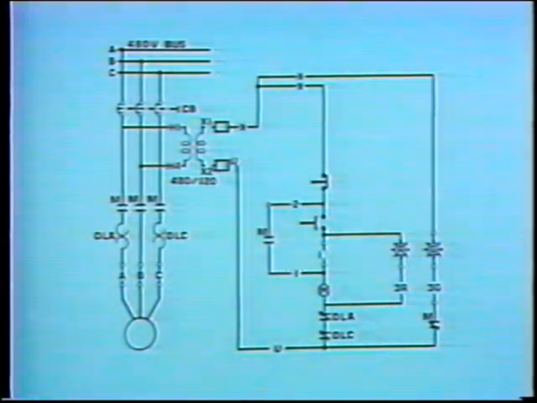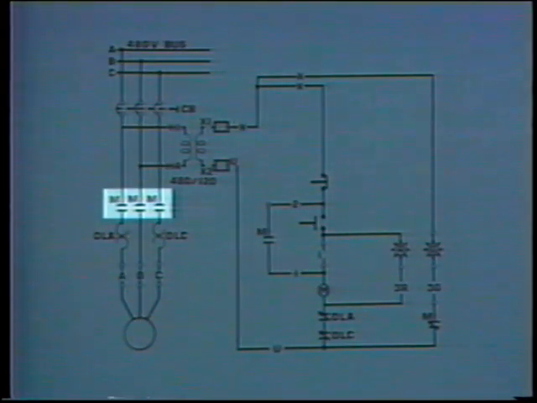The electrician's first suspicion is that the main contacts of the magnetic contactor aren't closing. But from the schematic, he sees that if that were the case, current would still reach the green indicating light and it would remain on.